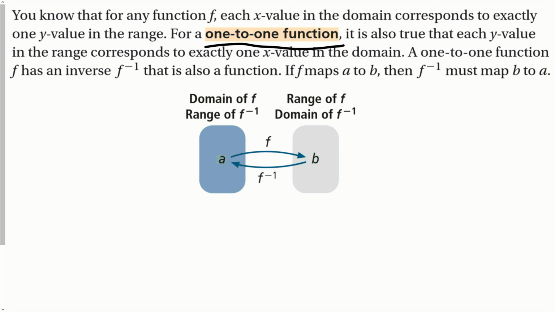It also means that for one-to-one functions, if we have a function, the inverse is also a function. So that's basically what one-to-one functions are, just a function that has an inverse that's also a function. It means x's never repeat and y's never repeat, okay?